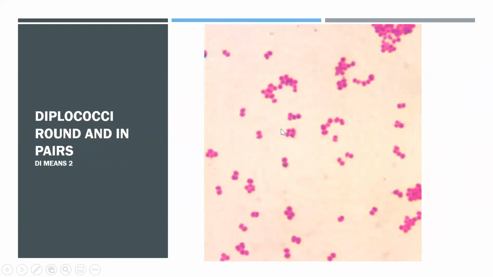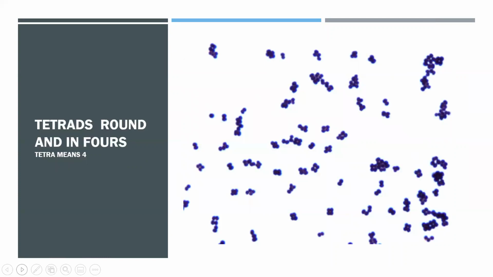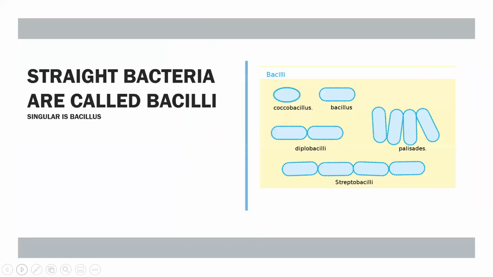Diplococci are round and in pairs, so you see them paired up in multiples of two. Tetrads forming groups of four. Then we have straight-shaped bacteria. So they're not round, they're rod-shaped. Some people actually call them rods instead of bacilli, but bacilli is the more technically correct term. The singular of bacilli is bacillus.